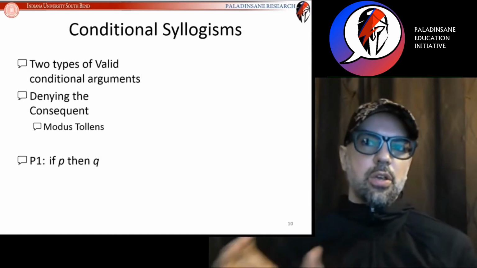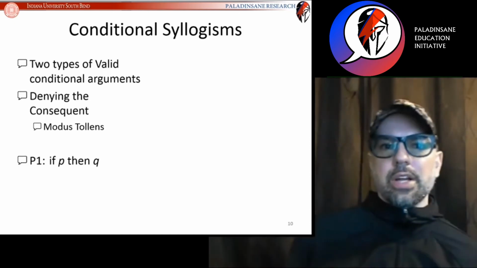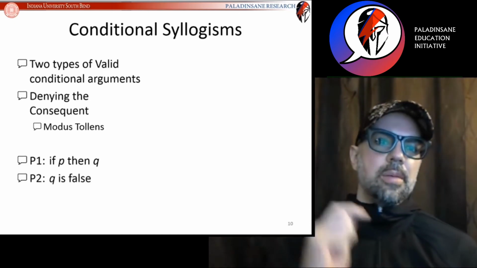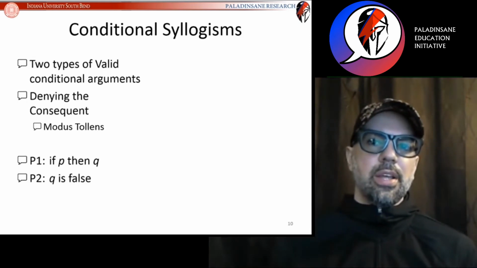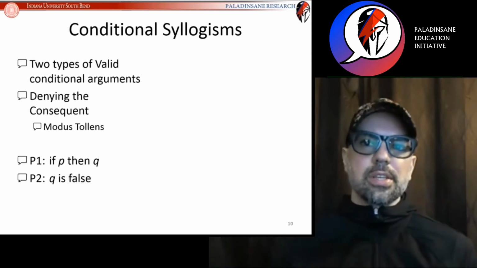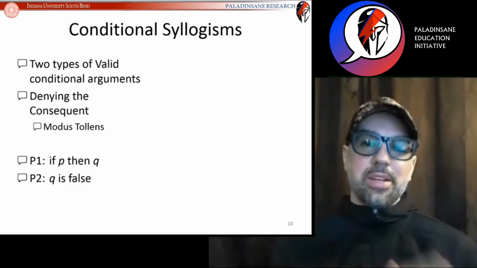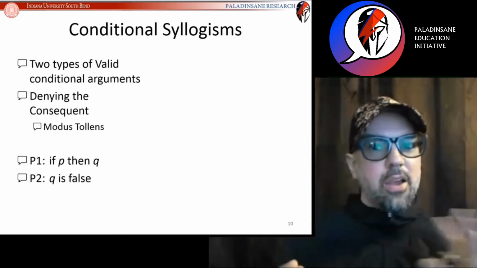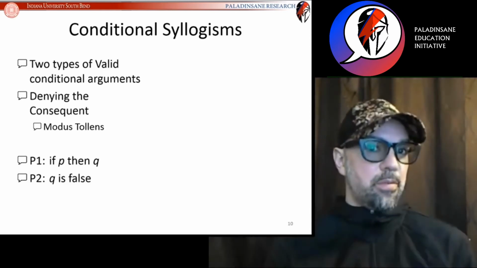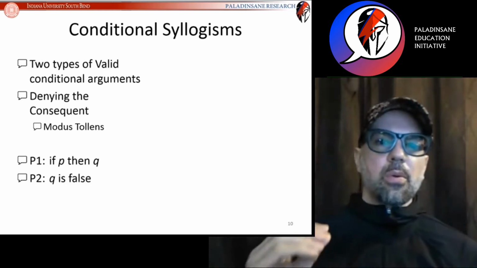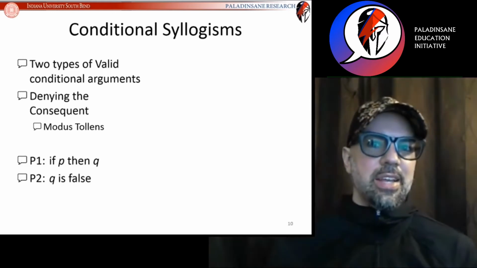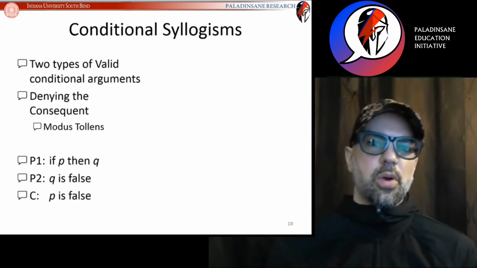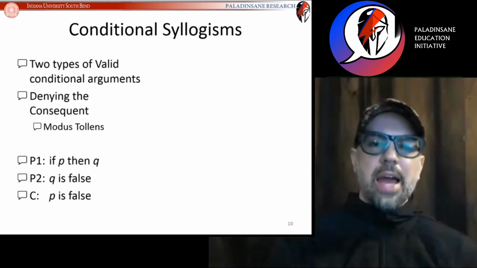The consequent is the Q portion. We're going to deny it. We're going to say Q is false. If premise number 1 is true and premise number 2 is true, that Q is false is true. And that might get a little bit difficult to follow, so make sure that you are tracking before you move forward. But if premise number 1 is true and premise number 2 is true, then we are guaranteed that P is false as well. We are guaranteed that P did not occur. So that's the abstract version.